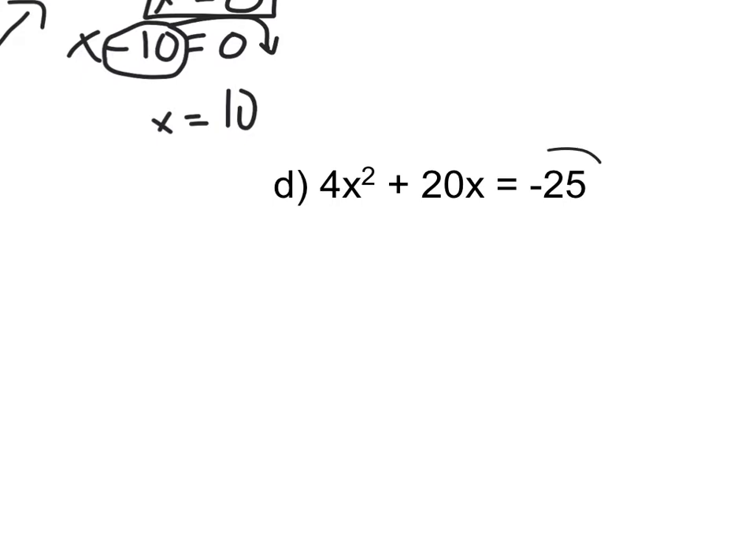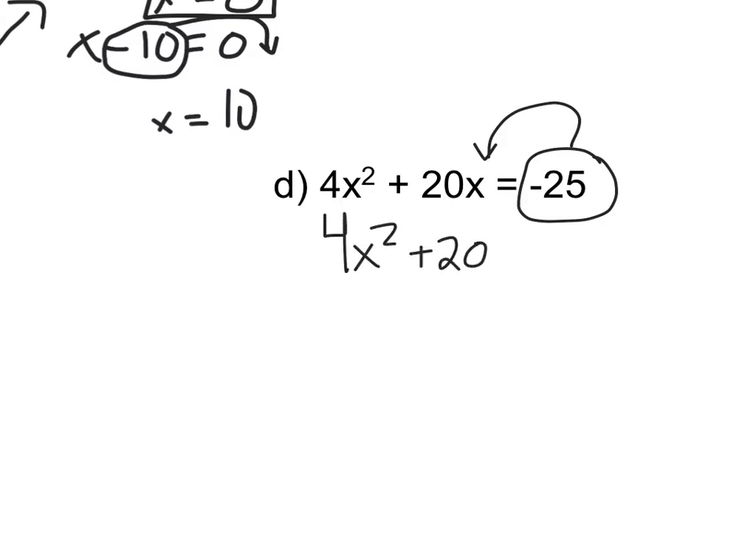The issue here is this negative 25. It's on the wrong side. It needs to move over to be a part of the equation of the quadratic, and it has to be set to 0. So I'd start off first by moving that 25 over and setting the equation equal to 0.